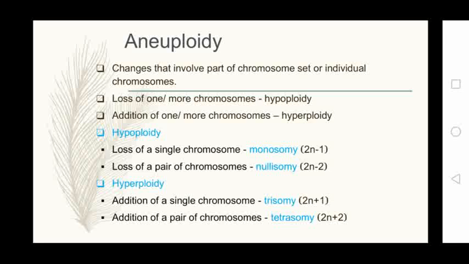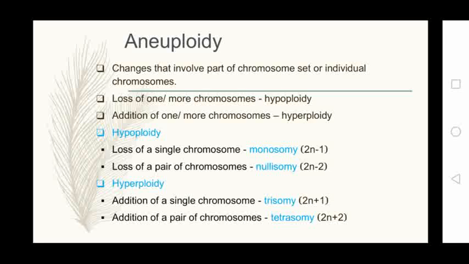So hypoploidy usually involves loss of a single chromosome. Loss of a single chromosome is termed monosomy. Usually a diploid organism carries a 2n set of chromosomes, and from that set one chromosome gets deleted. So 2n minus 1, that is we have 46 chromosomes, 46 minus 1 will have 45 chromosomes.